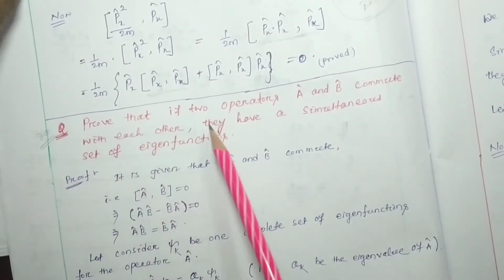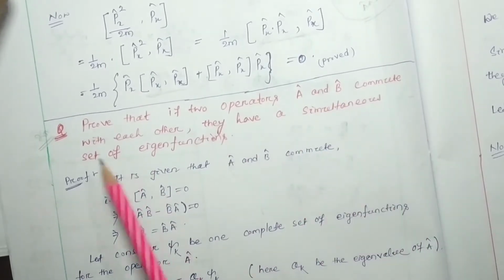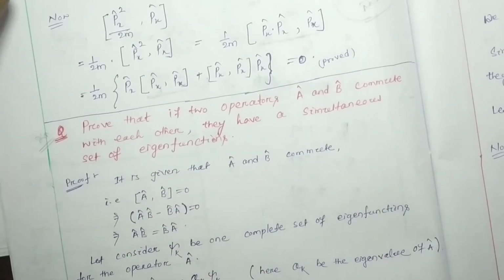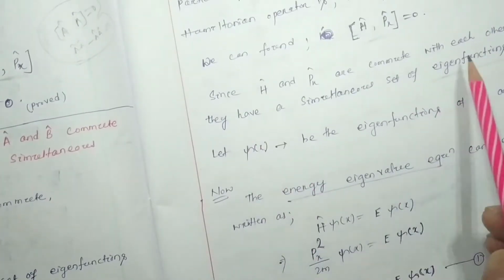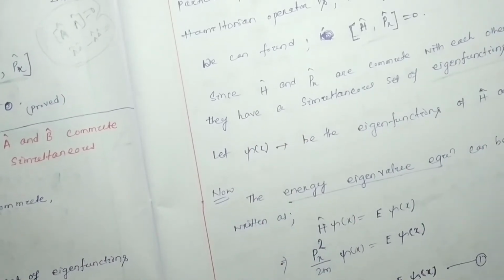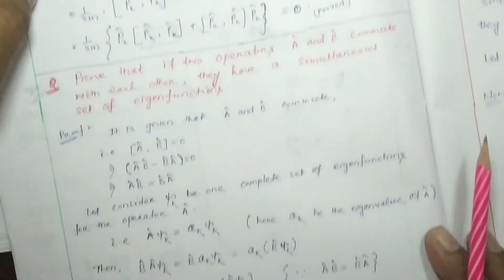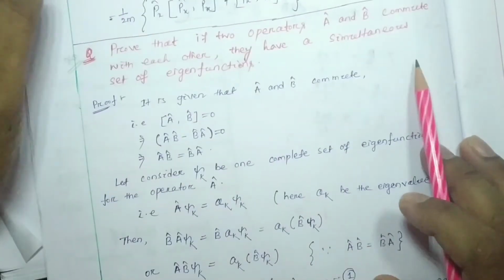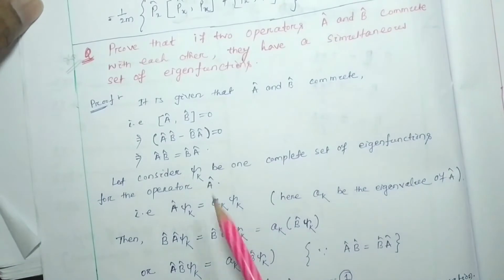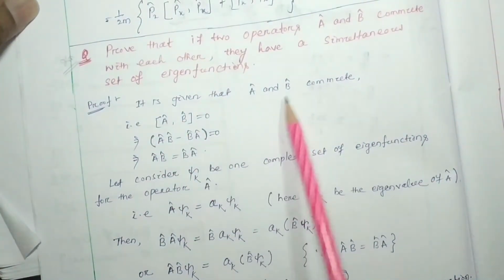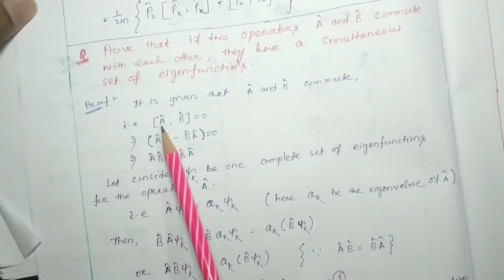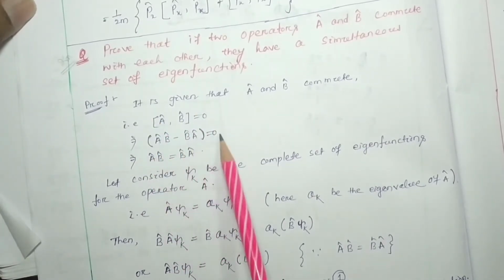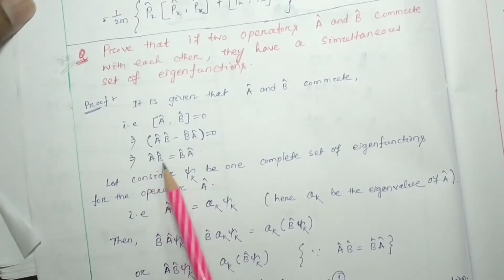Here, prove that if two operators A cap and B cap commute with each other, they have a simultaneous set of eigenfunctions. Whatever we have written in the sentence here, that proof I am doing here. You just watch it, and by pausing the video you can write also. It is given that A cap and B cap commute with each other. That means [A cap, B cap] will be 0, or A cap B cap minus B cap A cap equals 0, or A cap B cap equals B cap A cap.